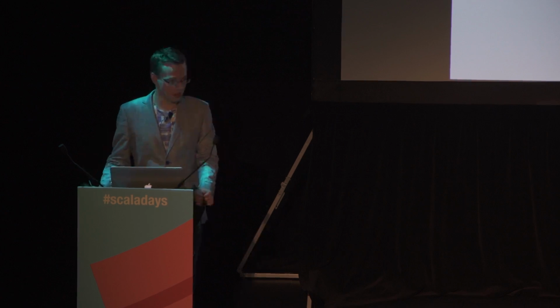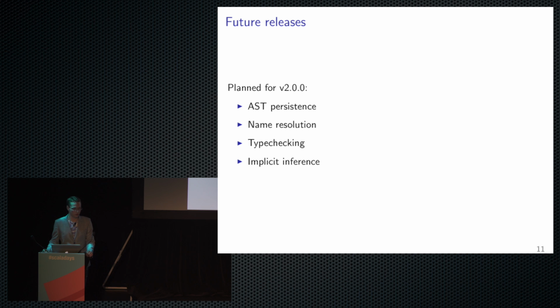Okay, so what's next? After we deliver version 1.0, which I hope is going to happen soon, for version 2.0, we plan to support semantic APIs and AST persistence, which means that it will not only be possible to parse code and analyze its structure, but you will also be able to see types, resolve names, do implicit inference, and save all that to disk, so that later on tools can take a look. So that later on we can have integration with this amazing TASTY technology that's shipping in Dotty.